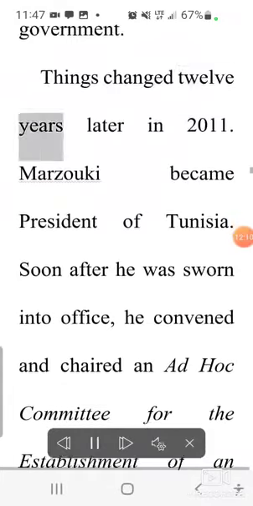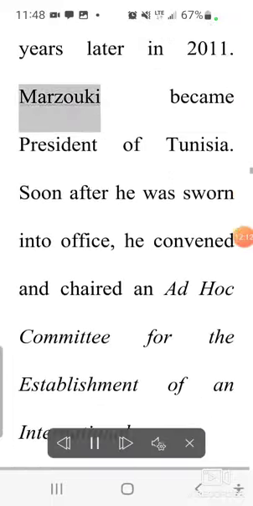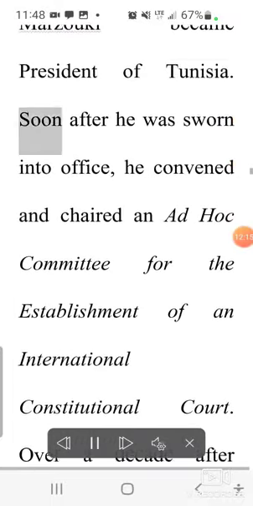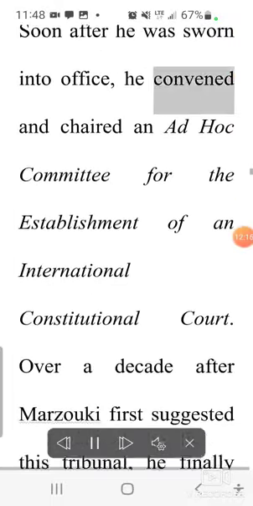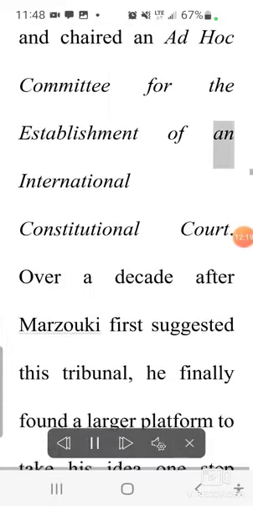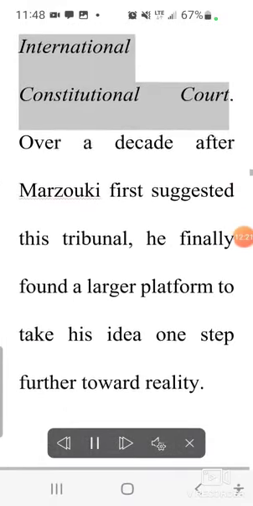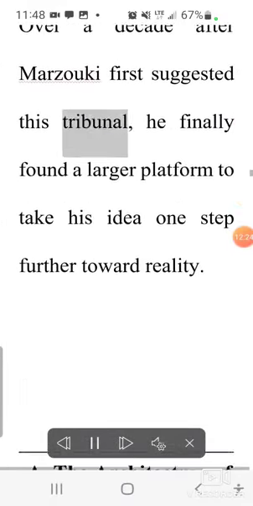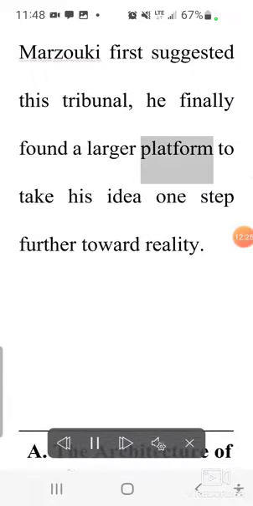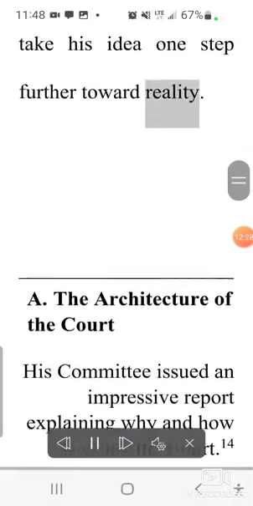Things changed 12 years later in 2011. Marzuki became president of Tunisia. Soon after he was sworn into office, he convened and chaired an ad hoc committee for the establishment of an international constitutional court. Over a decade after Marzuki first suggested this tribunal, he finally found a larger platform to take his idea one step further toward reality.